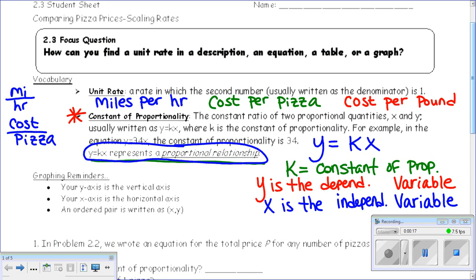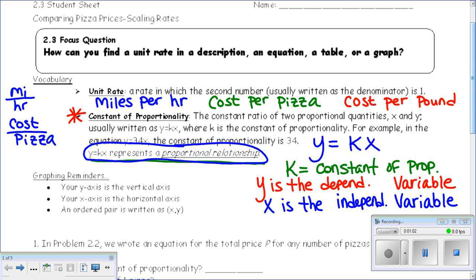Unit rate: a rate in which the second number, usually written as the denominator, is 1. So we can compare our miles per hour, cost per pizza. We kind of worked on that yesterday, didn't we, with the Howdy's Pizza? And then cost per pound. So if we're going to a fish market or going to the store to get some meat, they usually do however many pounds it is. The cost is being altered because of the pounds. So, like they said, our second number is usually written as the denominator. So miles over hour, or cost over pizza.